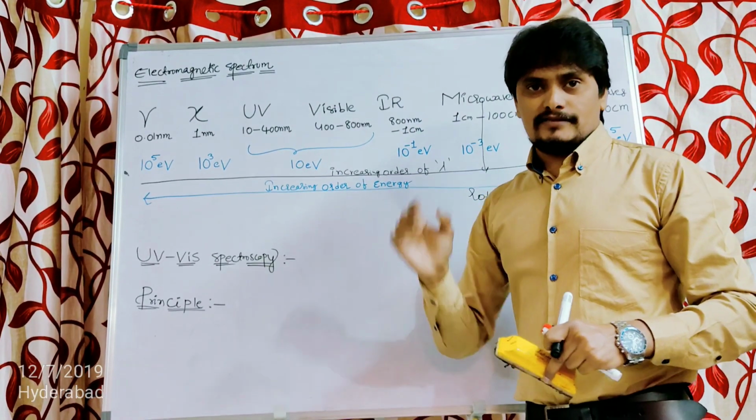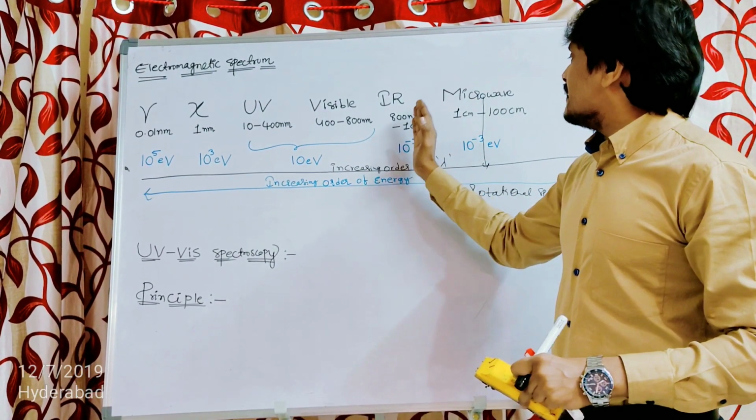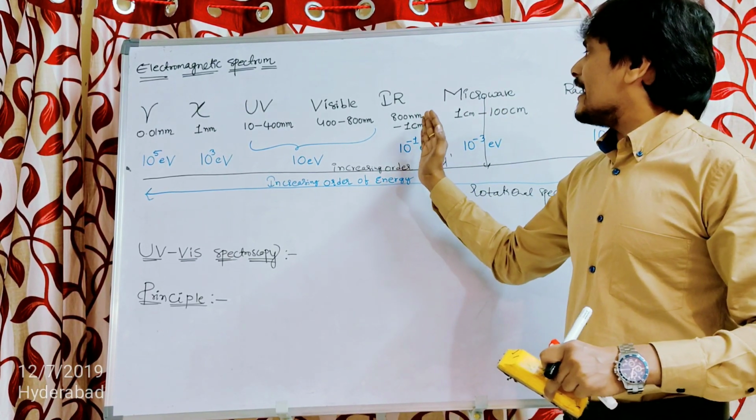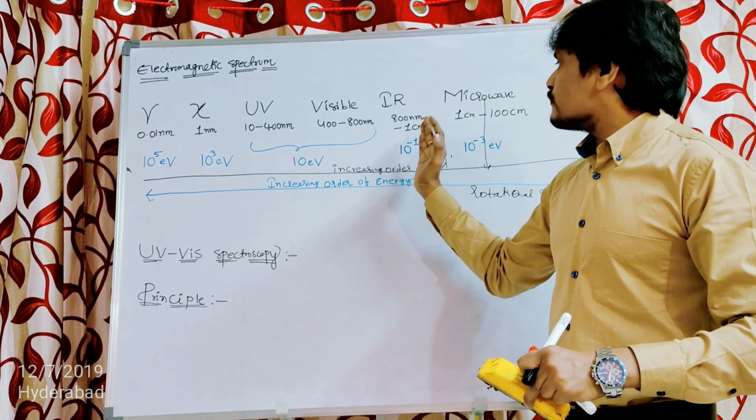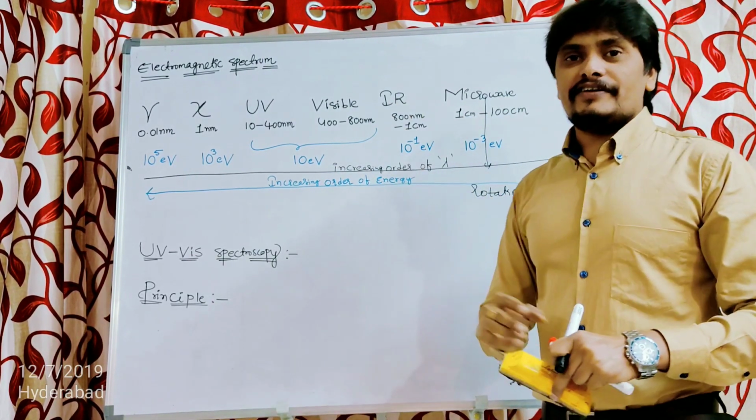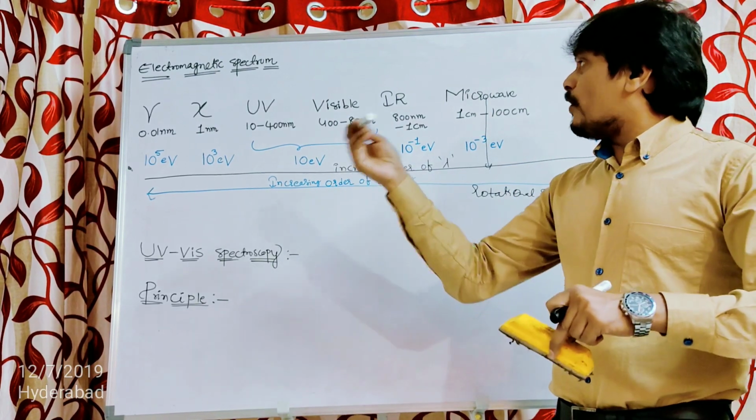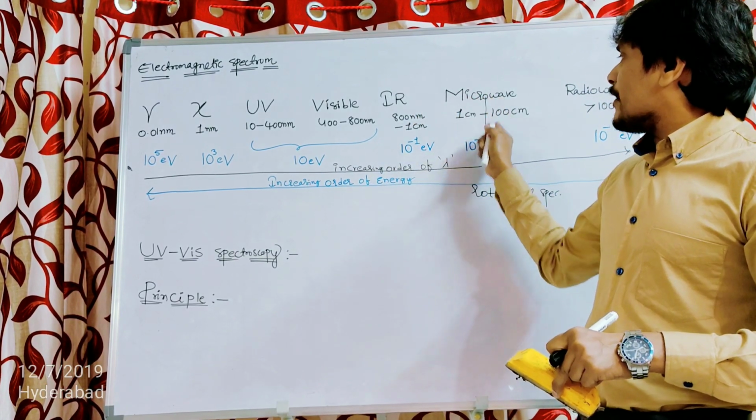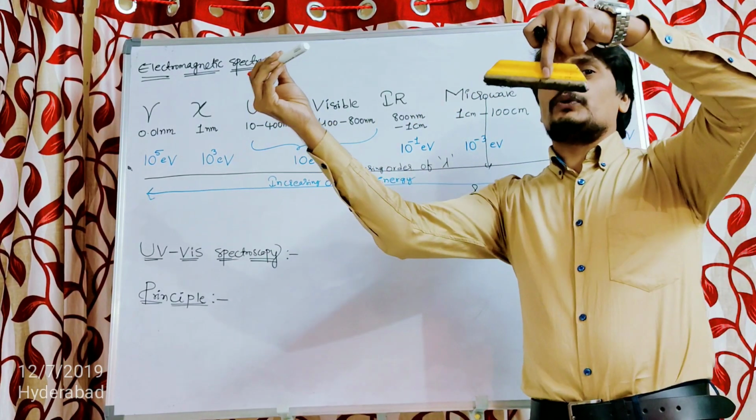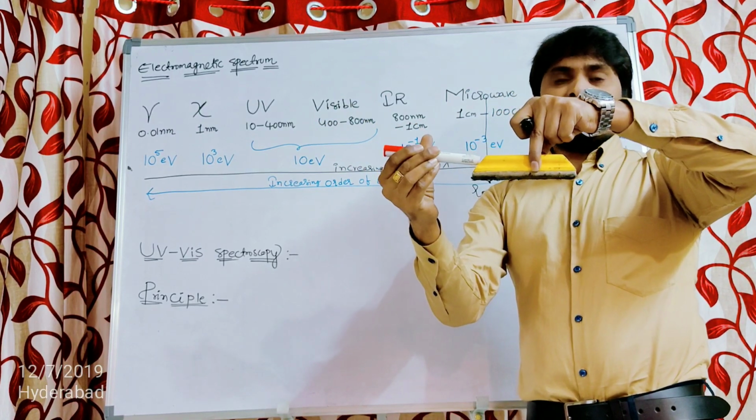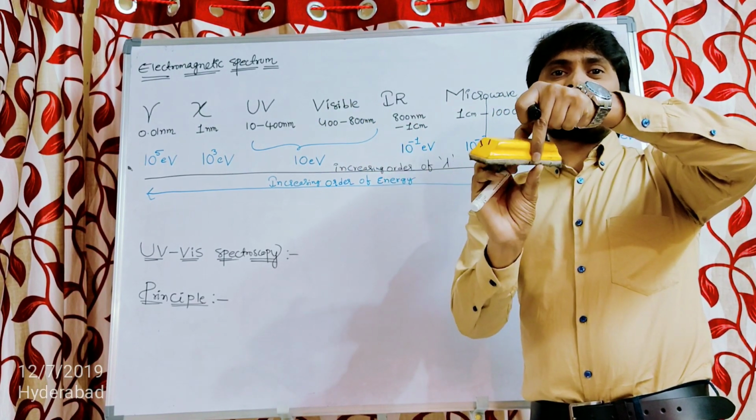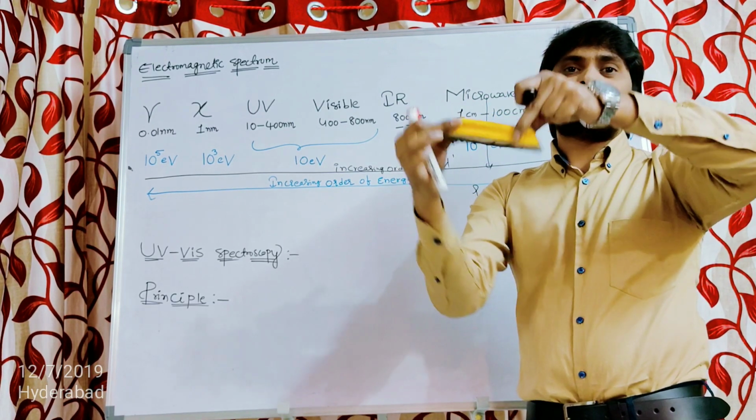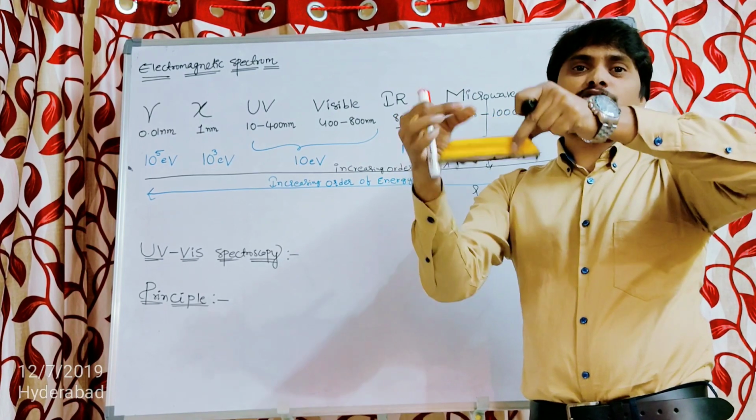Now, as we move further, that is, from microwave to IR, the energy is increasing from 10 to the power of minus 3 electron volt to 10 to the power of minus 1 electron volt. Now, whenever these infrared radiations, which are more energetic when compared to the microwave radiations, are passed through the same sample, rotation of the molecules in the sample takes place. Along with that, vibration also takes place.